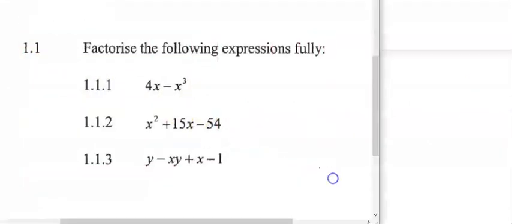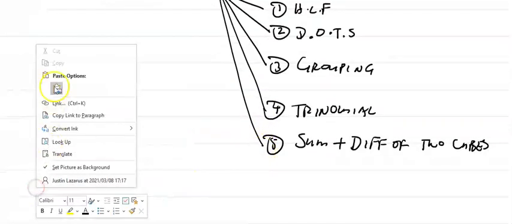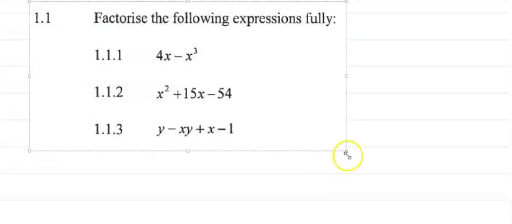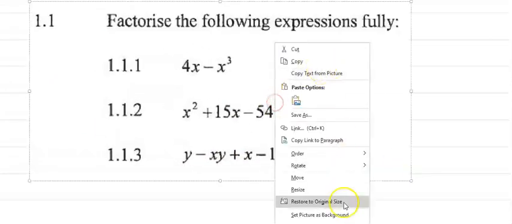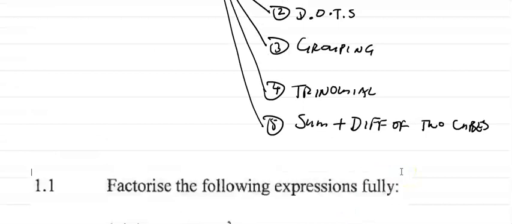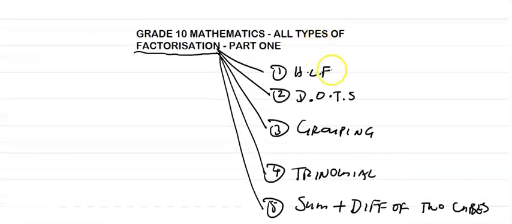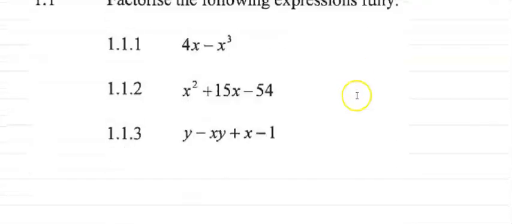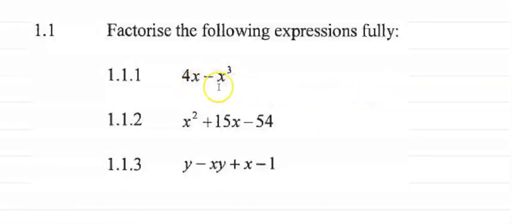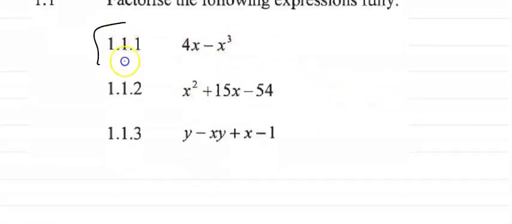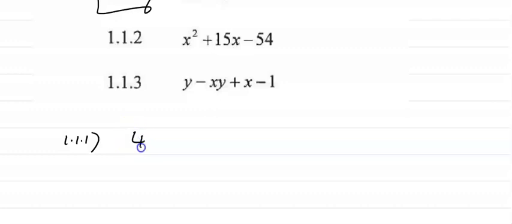So factorize fully. Now remember that when you're factorizing, a particular example can have more than one type of factorization. So take that into consideration. So rule number 1 or step number 1 would be always try to remove a highest common factor first. So let's get straight into it then. We've got 4x minus x cubed. Let's do this question here. 4x minus x cubed. So we'll write 1.1.1.